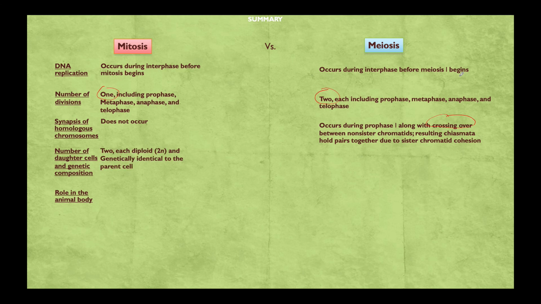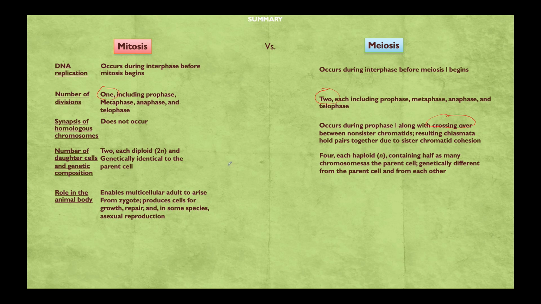Number of daughter cells, mitosis gives you 2 genetically identical cells, clone cells, and meiosis gives you 4, each one genetically different from the parent and each other. Their roles in the body: growth, repair, asexual reproduction with some particular cells. We said that bacteria do binary fission, but some single-celled organisms do go through mitosis to produce a whole new individual. And in meiosis, we're producing gametes. We're producing sperm and eggs. And we're reducing the number of chromosomes by half and introducing genetic variability.